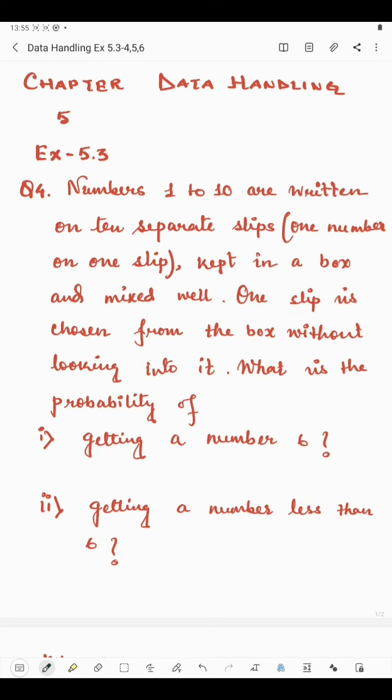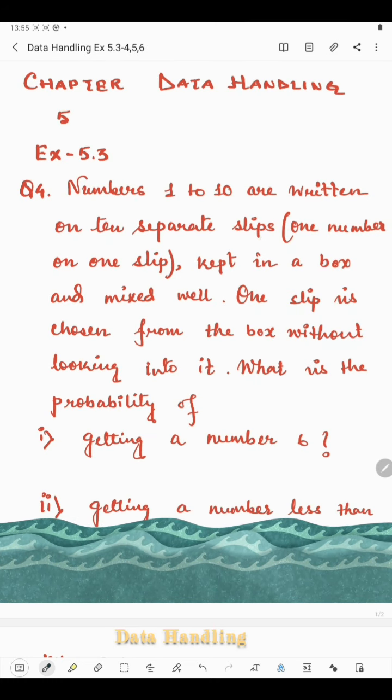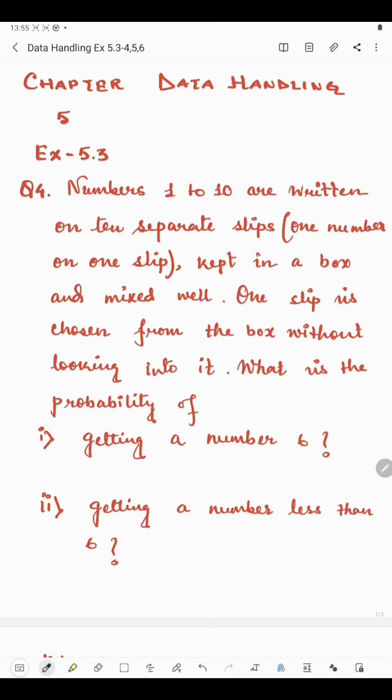Hello students, now I am going to start question number 4 of exercise 5.3. Question number 4 says numbers 1 to 10 are written on 10 separate slips, one number on one slip. Slip means like this: on this piece of paper, a number is mentioned from 1 to 10, one number on one slip. Like this we have 10 slips.